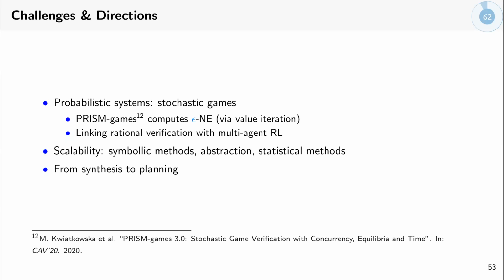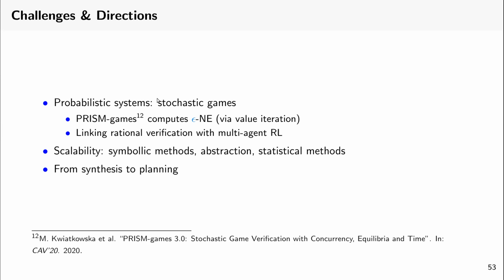There are many possible challenges and future directions. For instance, previously we only had deterministic games, deterministic systems. So what if we have probabilistic systems? This corresponds to stochastic games. And it obviously will make our decision problems harder, right? Or maybe even undecidable.